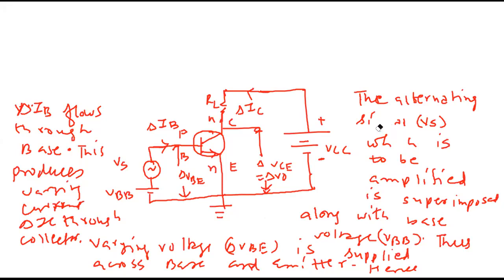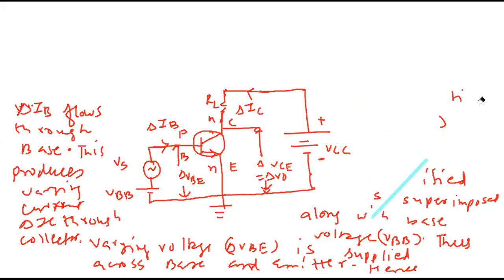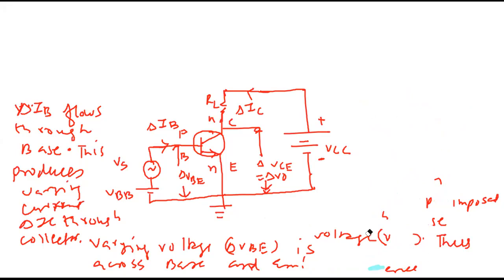So just now we have only explained the circuit: VB is given as input, which is varying in nature. So base current IB is also varying in nature. Because of that, collector current is also varying in nature.